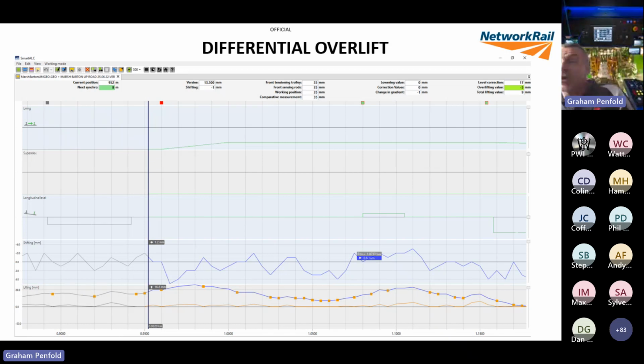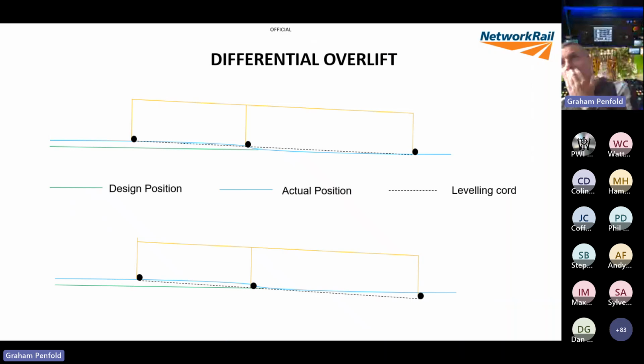Now, the sharp-eyed amongst you may have noticed that the overlifting value is negative on there, and people are probably thinking, well, if it's overlifting, why is it negative? So I'll show you why. It's not negative at all.